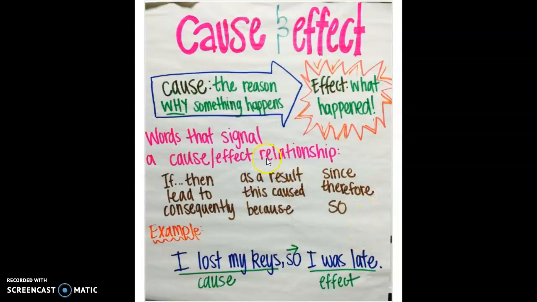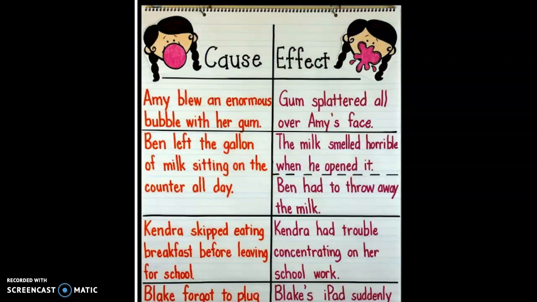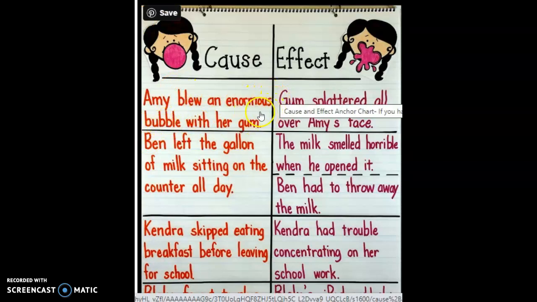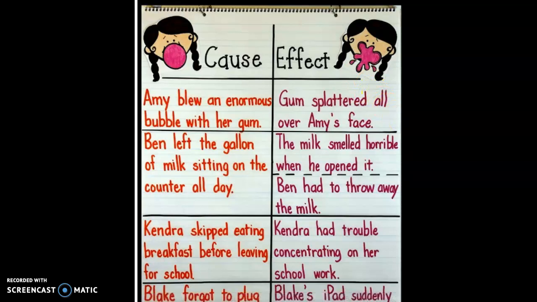The great thing about these key phrases or key words is that they help us quickly identify a cause and effect in a text. Some examples are, Amy blew an enormous bubble with her gum. That is the cause. The effect is gum splattered all over Amy's face.